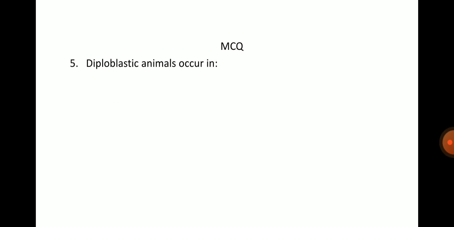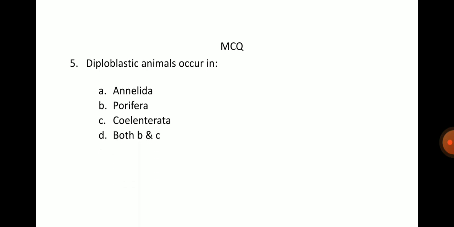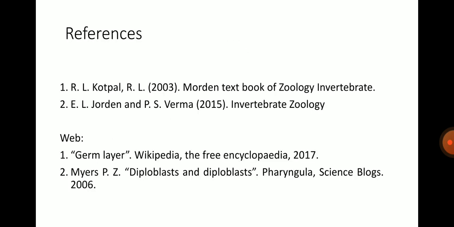Next question, diploblastic animals occur in A, phylum Annelida, B, phylum Porifera, C, phylum Coelenterata and D, both B and C. So, the answer is option D, that is both B and C, that is the diploblastic animals occur in phylum Porifera and Coelenterata.